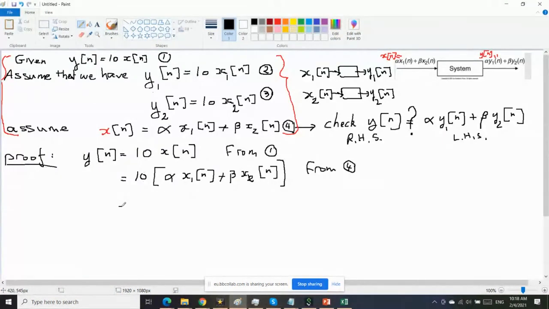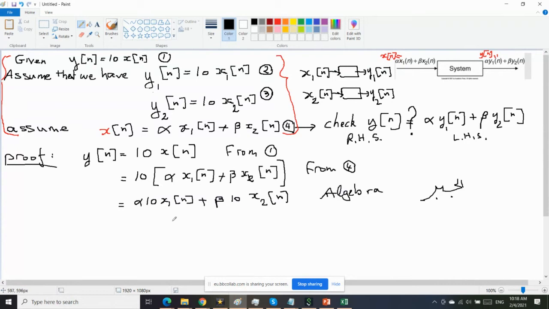Mathematically, with some algebra, I can distribute the 10, so it becomes alpha 10 x1 plus beta 10 x2 of n. Just algebra.